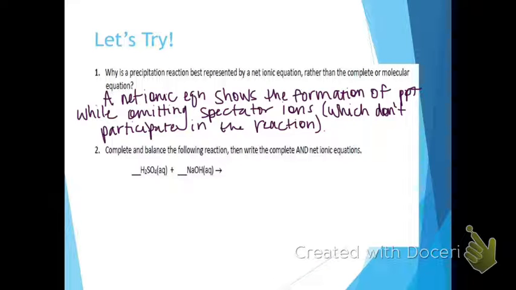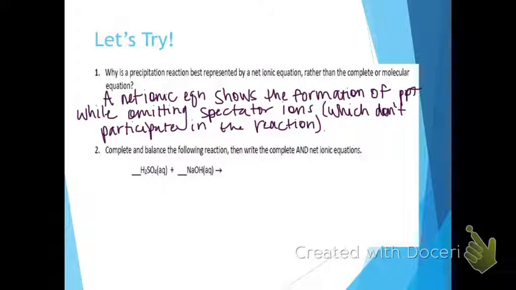So looking at number 1, precipitation reactions are always going to be best represented by that net ionic equation because we're only showing what is actually happening. It only shows the formation of the precipitation reaction while we're leaving out all those spectator ions which don't even participate, they don't have any change. So we are only showing that net change in a net ionic.